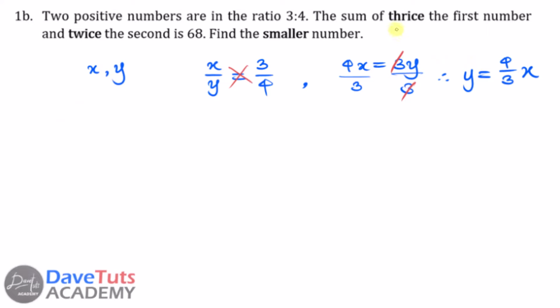And now told that the sum of thrice the first number, thrice the first number means that 3 multiplied by the first number, which is x, and twice the second number, that sum twice means 2y. This sum is nothing but what? 68. So we are to find the smaller number. Now, I took my time to actually make y the subject of the formula because I clarified that we should focus on the smaller number that we are looking for. So here I'm to use y is equal to 4/3x.